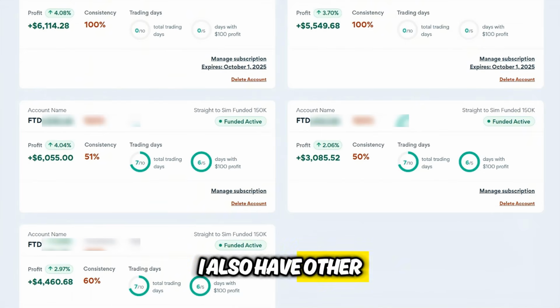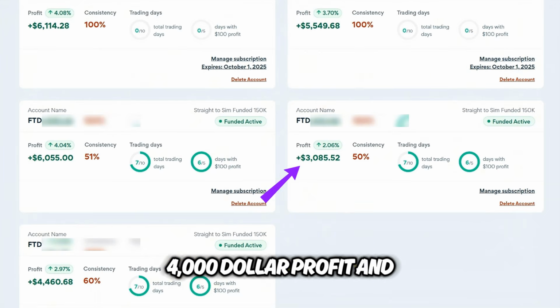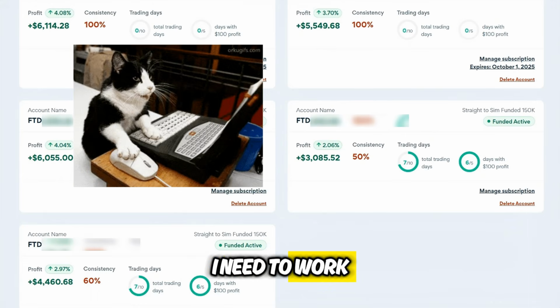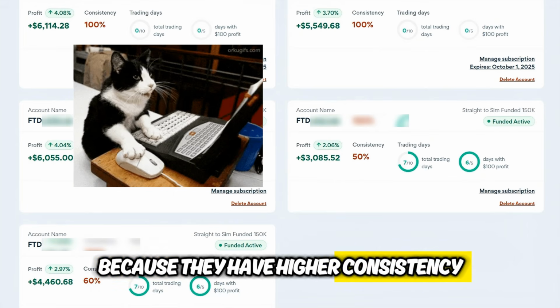But I also have other accounts I'm working on. For example, this one, I'm at $6,000 profit, $4,000 profit, and $3,000 profit. However, I need to work on them longer because they have higher consistency that I need to break.